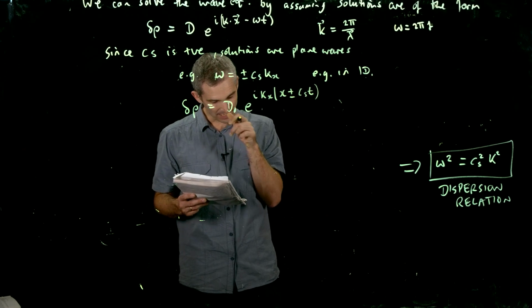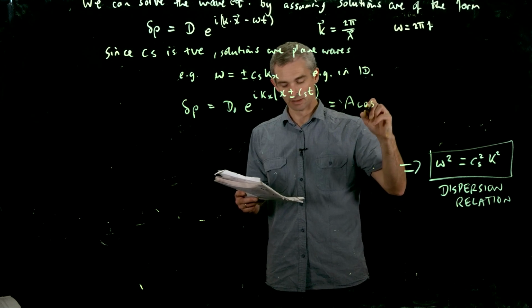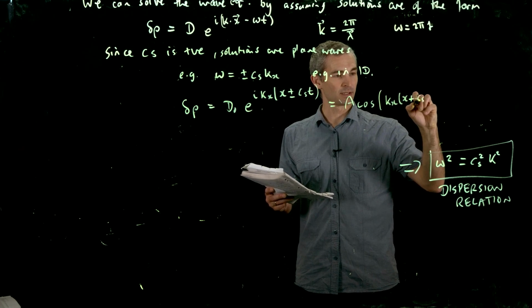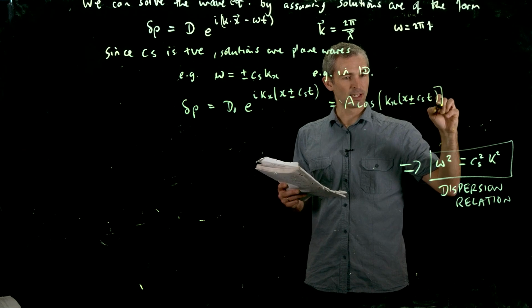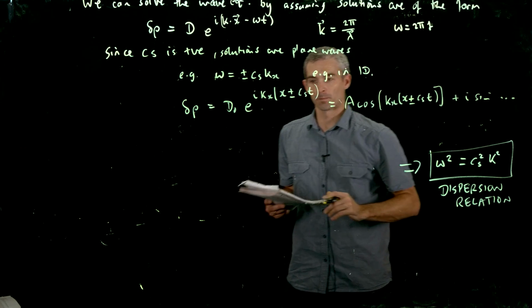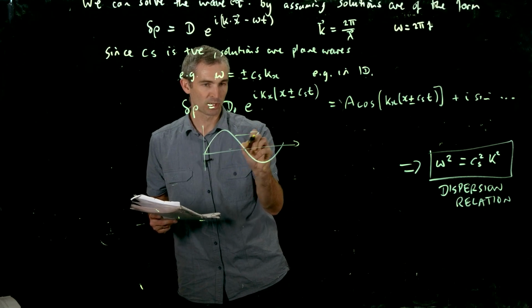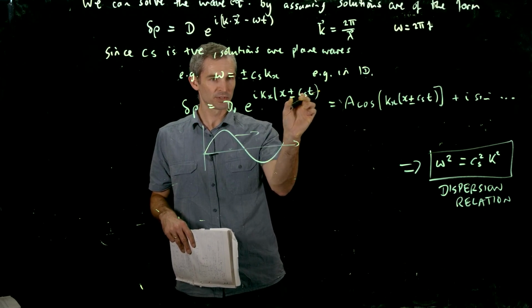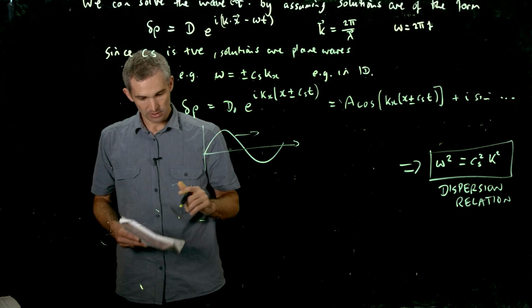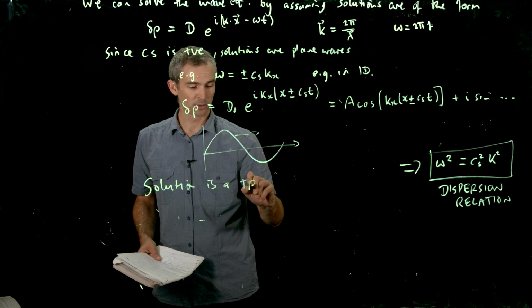So it's simply a translating wave, and if you want to write that out again, remember that's like a cos kx, x plus or minus sound speed t, plus i sine, and so on. So the solution is simply a sinusoidal wave that's just propagating in space with a translation in space. So that's just a propagating linear wave. So the solution is a traveling wave.